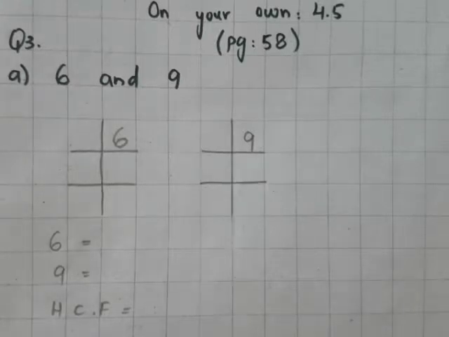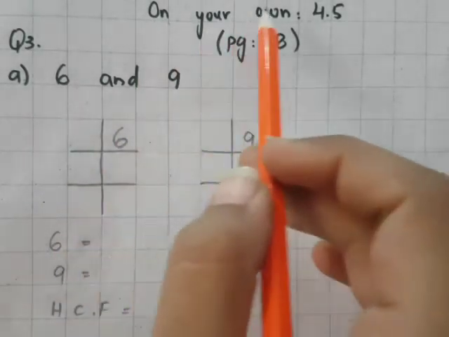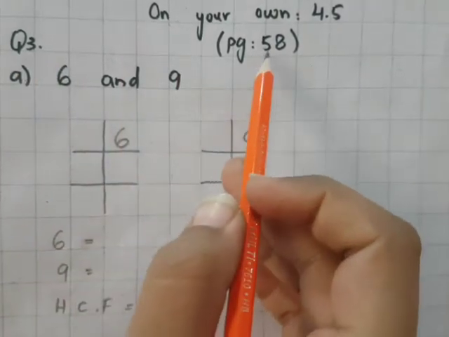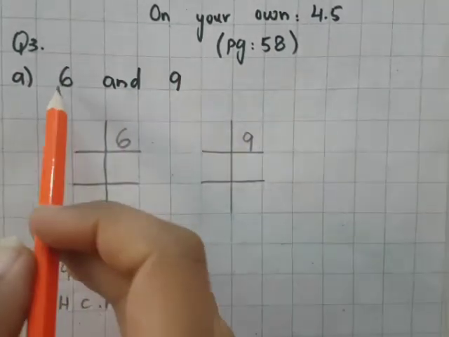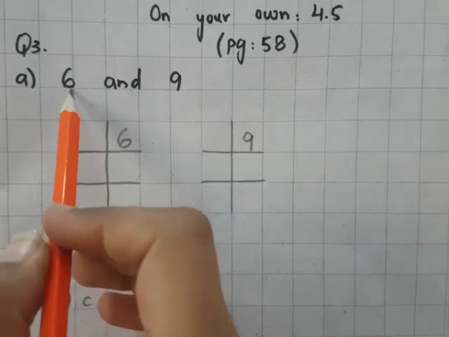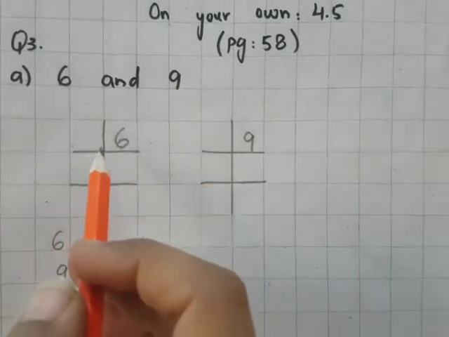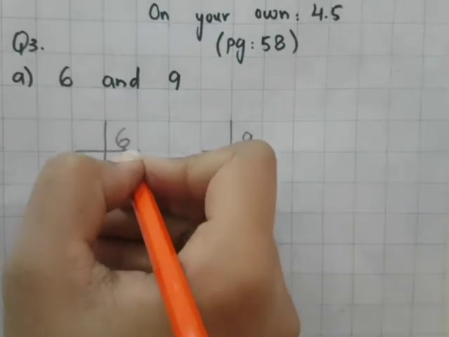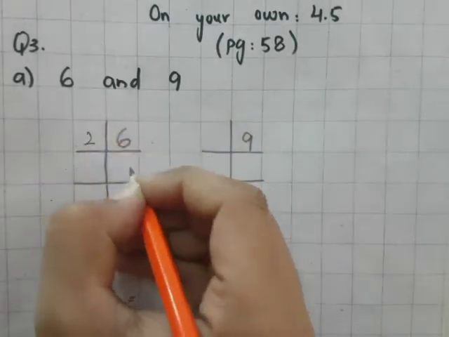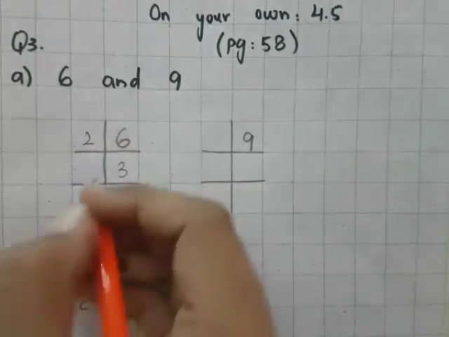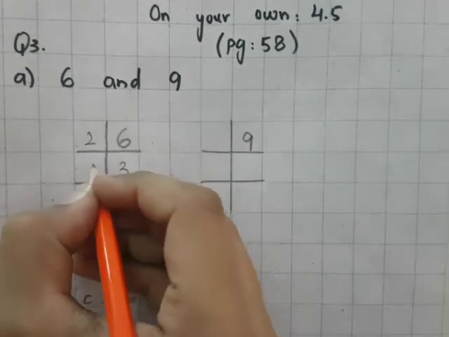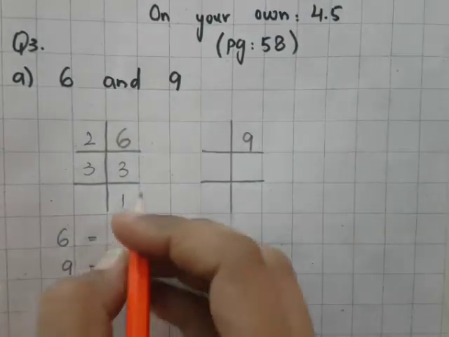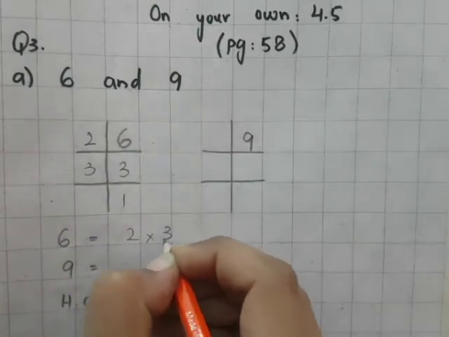Open your math notebooks. Mention exercise 4.5 on your own and write the complete question 3 from the book on page 58. The first part of question 3 is 6 and 9. First we will find the factors of number 6. As 6 is an even number, we can divide it by the number 2. 2 3s are 6. Now 3 is divisible by the number itself, 3. 3 1s are 3. So the factors of 6 are 2 and 3.